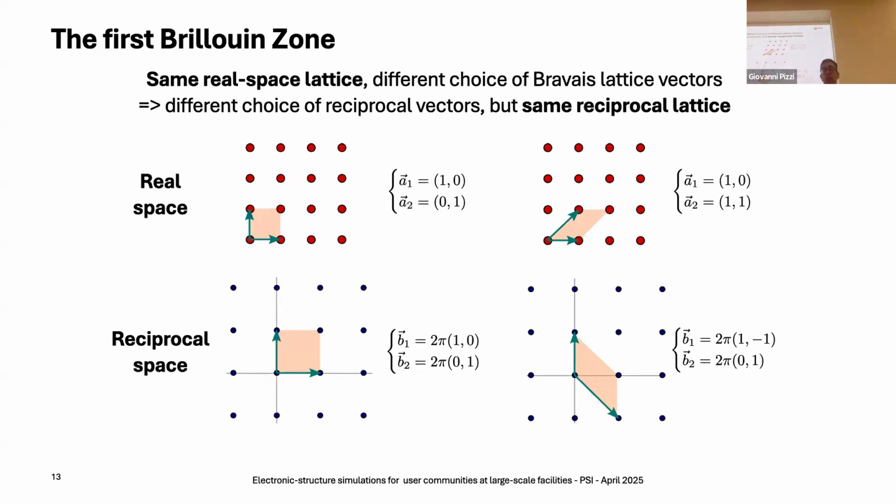If you repeat periodically the points here, you obtain the very same lattice, but this gives you a different basis set essentially. And if you go in reciprocal space, also in this case, you get a different representation, different basis set, different reciprocal lattice vectors for the same lattice. So the important physical quantity, which is the lattice, is the same, but the basis set you can use is different.